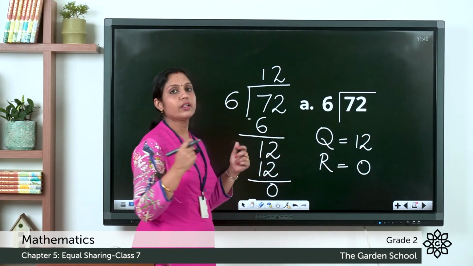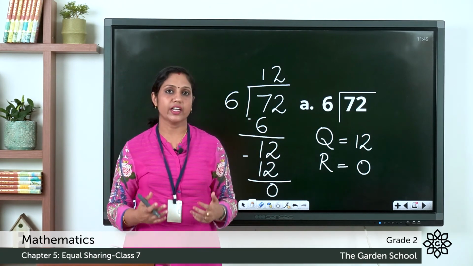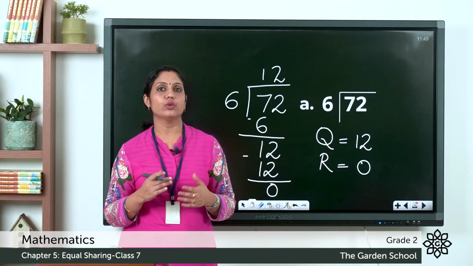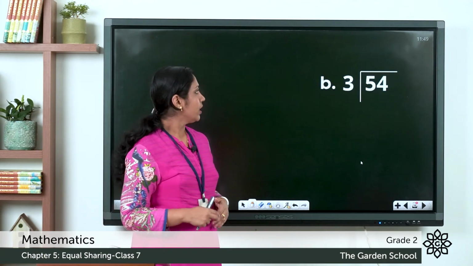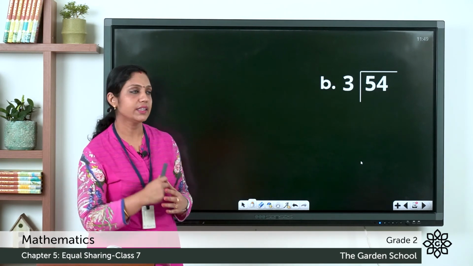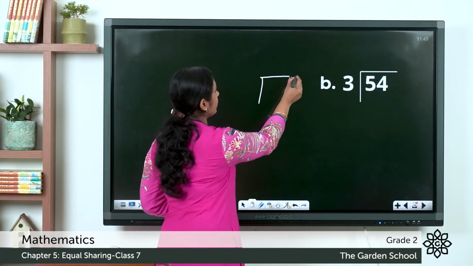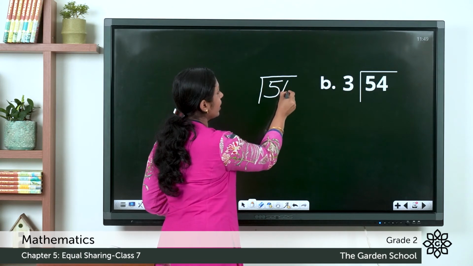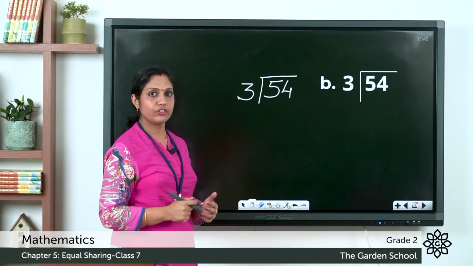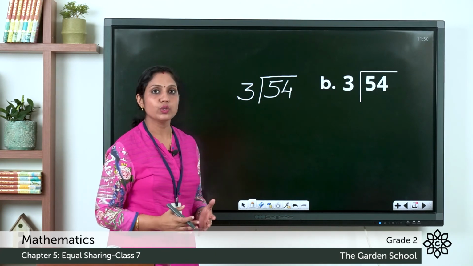So for this practice coach, write the questions down in your notebook. Write today's date, write the question and do the problem. Next we have the B. 54 divided by 3. 54 inside and 3 outside. Now let's check the table of 3. 3 ones are 3, 3 twos are 6.